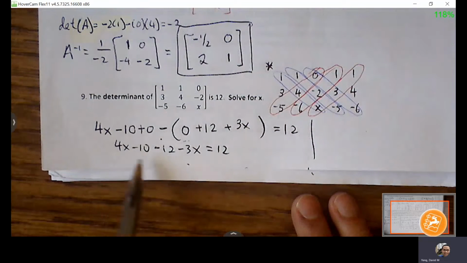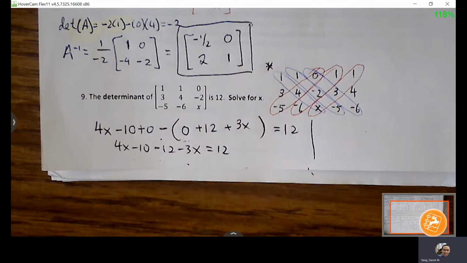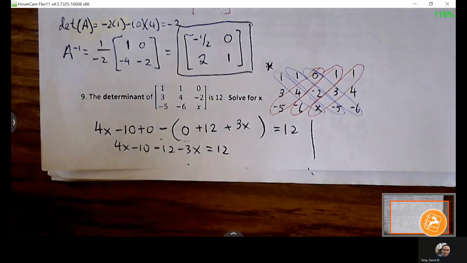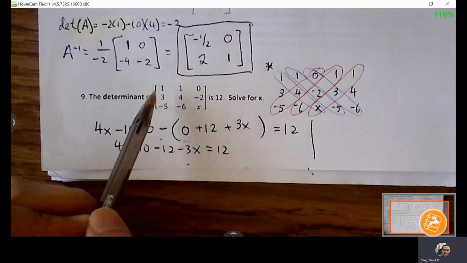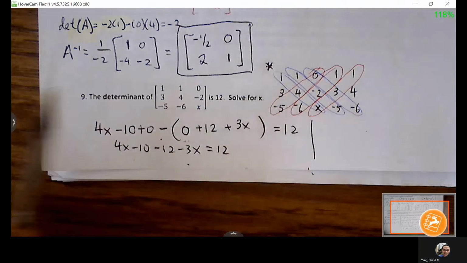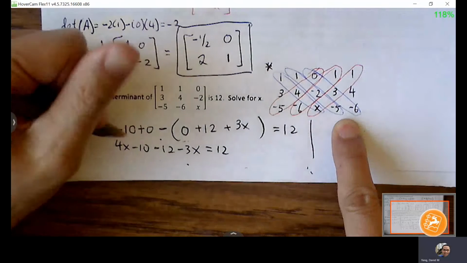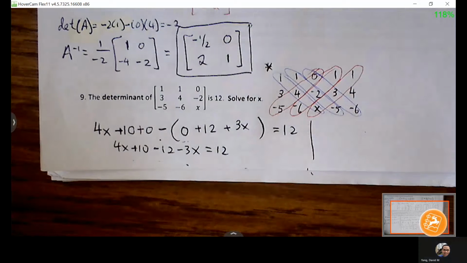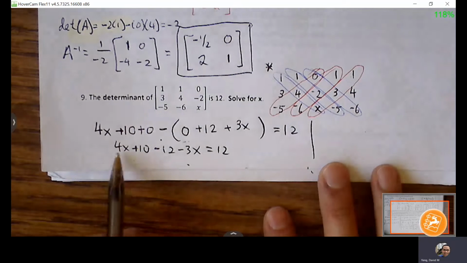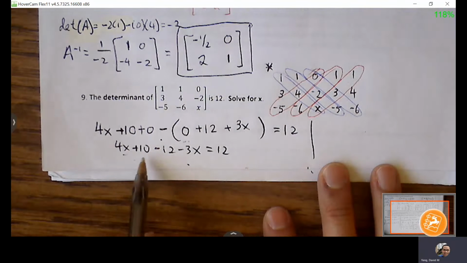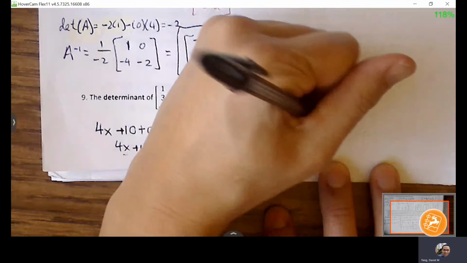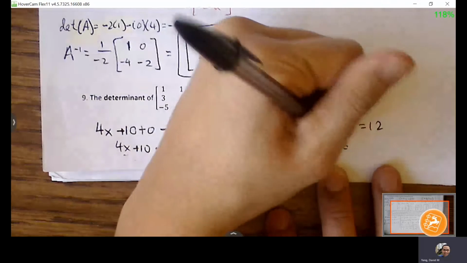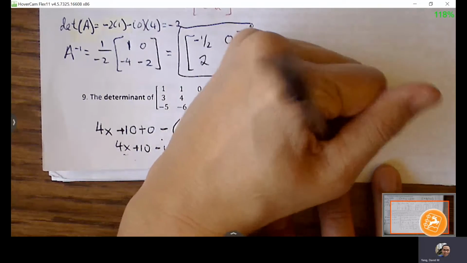Combine like terms here, I get x minus... oh, sorry, this should be plus 10, not minus 10. Okay, combine like terms here, I get x minus 2 equals 12. So just have to get that x by itself, x equals 14.